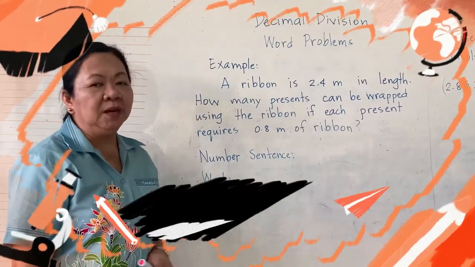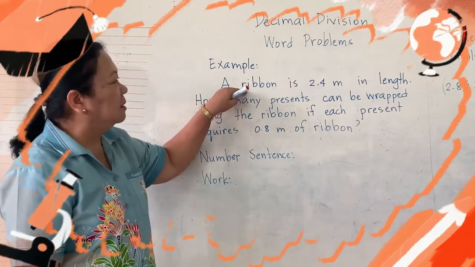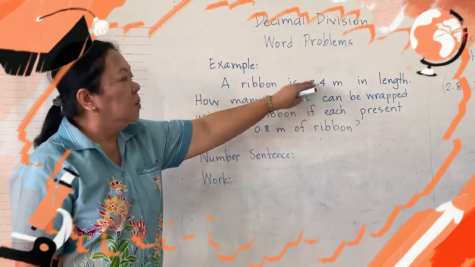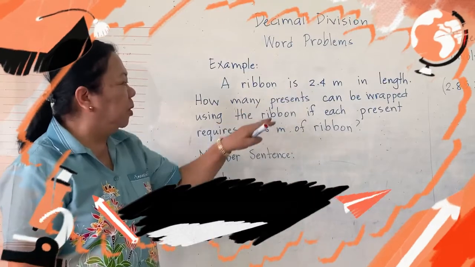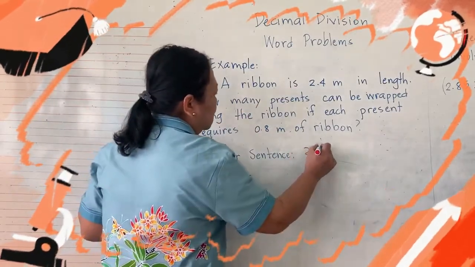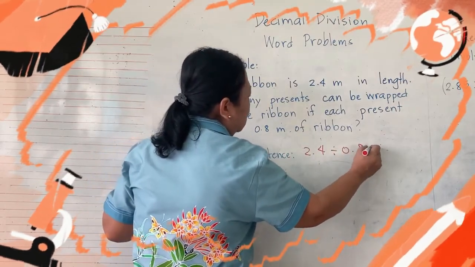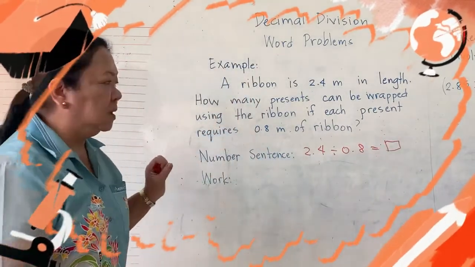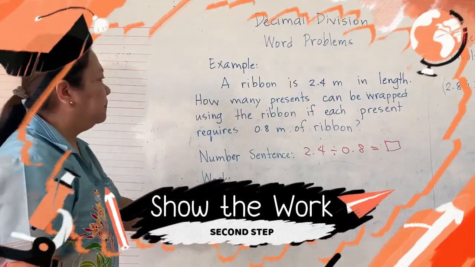First, you will formulate the number sentence. The question is asking that there is a certain length of ribbon and we need to divide it by the number of presents. So, 2.4 divided by 0.8 is equal to a square first because we do not know the answer yet. And then you are asked to show the working.